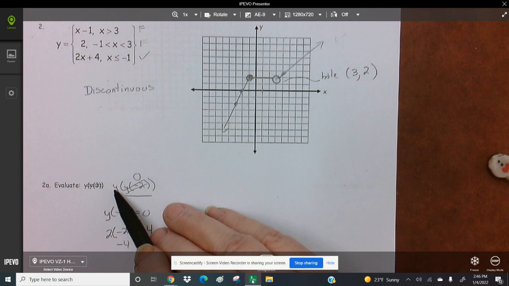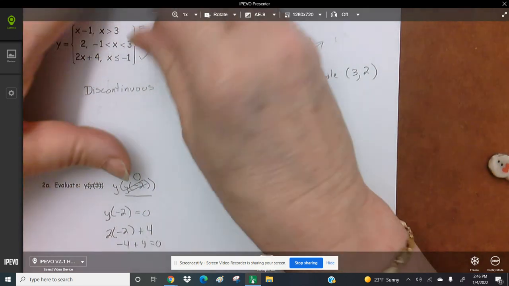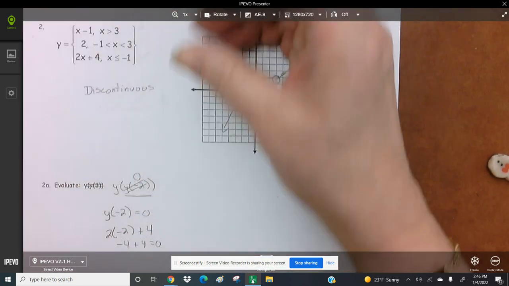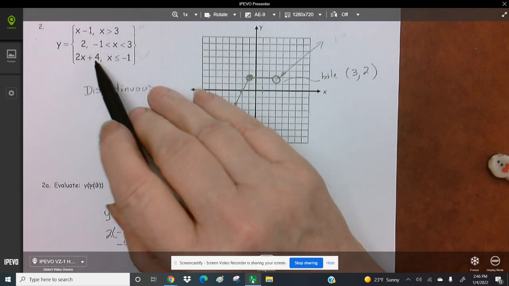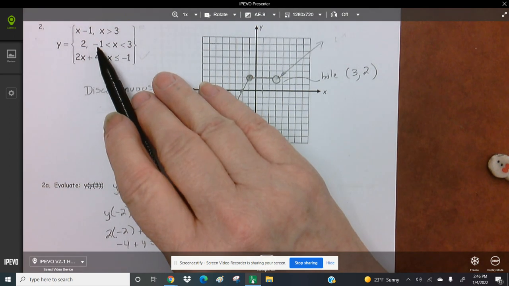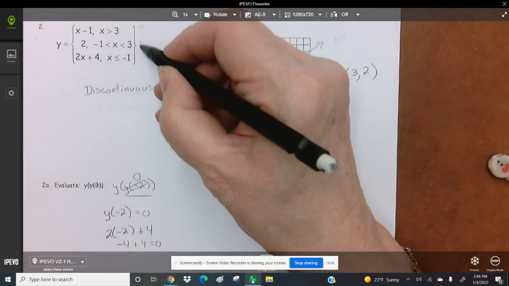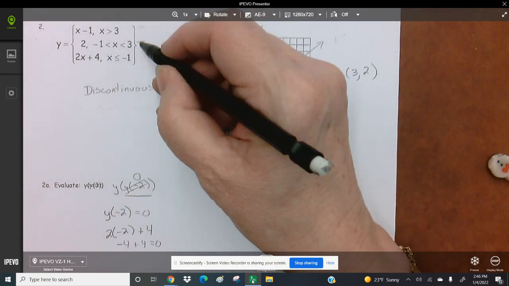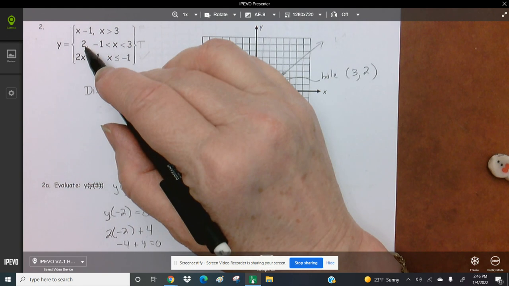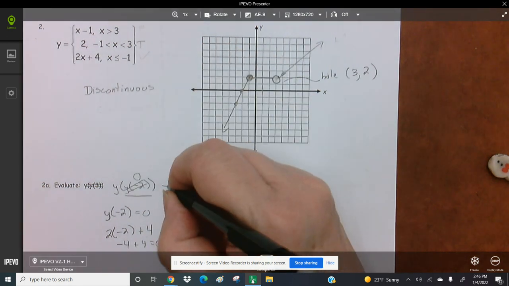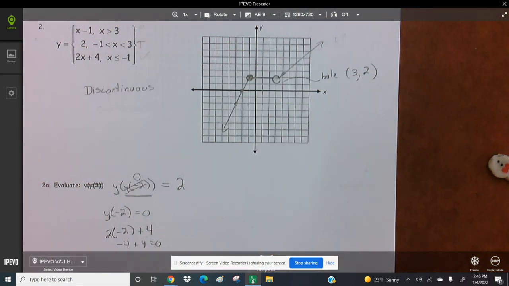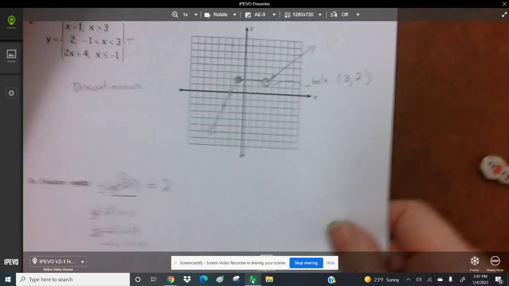So now I have to find out what is y of 0. So I have to go back up to these functions, and I have to say, all right, where is it valid at 0? Well, 0 falls between -1 and 3, so it's going to be true for this particular function. So at this function, the y value is 2, so I know that this would equal 2. All right, let's try another one.